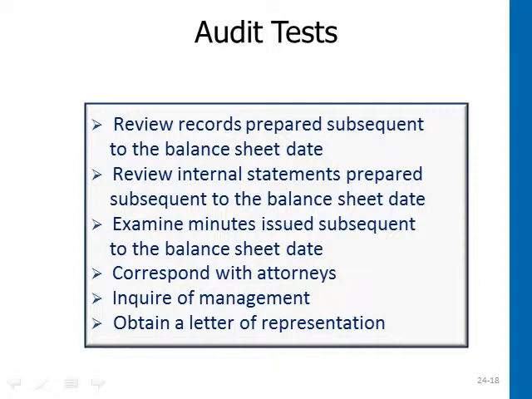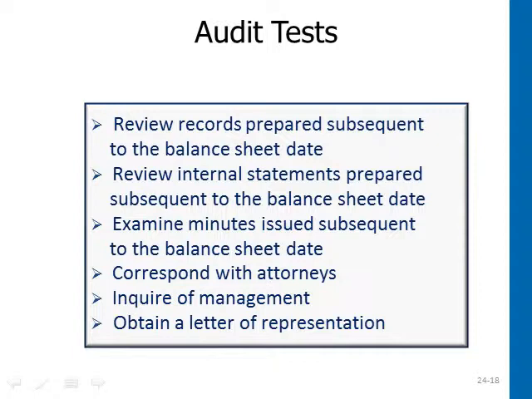And so these are some examples of audit tests that are performed in order to understand and test for subsequent events. So auditors should review journals and ledgers to determine the existence and nature of significant transactions related to the current year. In the review of internal statements, auditors should emphasize changes in the business compared to results for the same period in the year under audit and changes after year end. Auditors must examine the minutes of stockholders and directors meetings subsequent to the balance sheet date for subsequent events affecting the current period financial statements.